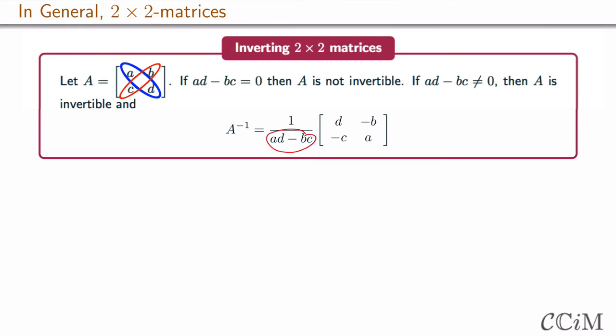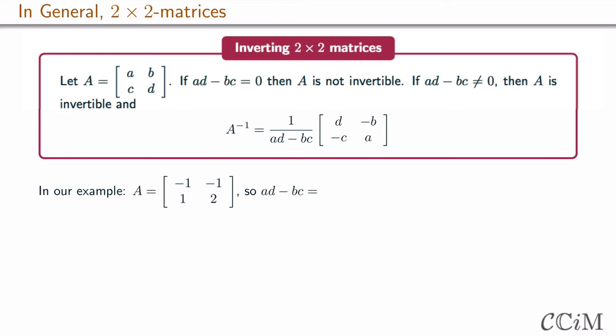And I take the matrix where D and A, those are the main diagonal elements, they have swapped positions, and B and C have stayed in their positions, but they have each gained a negative sign in front of them. So for a matrix, I swap the main diagonal elements, and the other two elements get a negative sign in front of them, and then I need to multiply the entire matrix by 1 over AD minus BC.